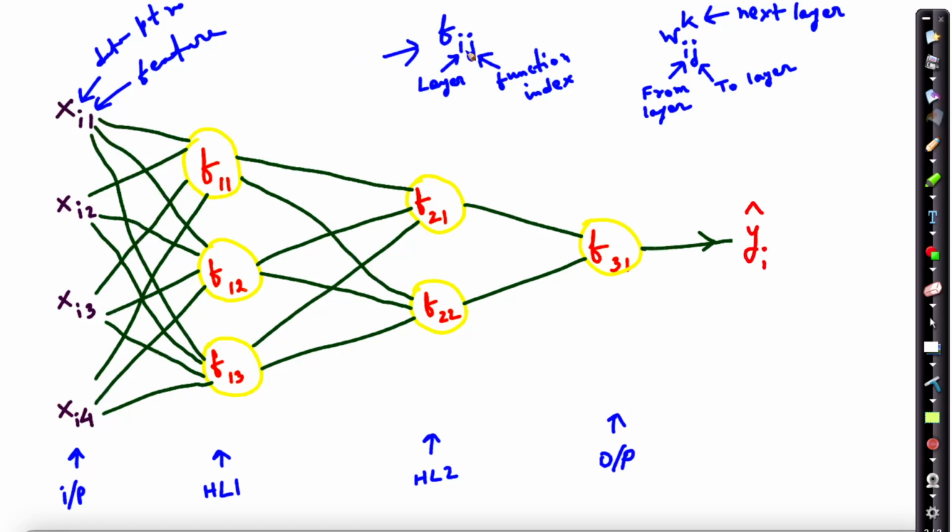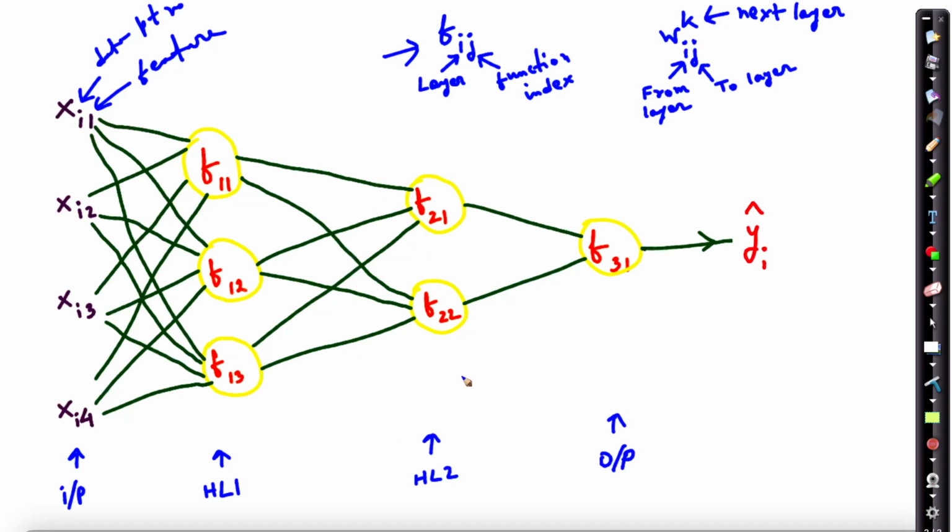This first i is the layer number. This is hidden layer number 1. The input layer is not a hidden layer, so don't get confused; the input layer is not layer 1. Layer 1 starts from here, hidden layer 1. So i is 1 here. For the 3 functions, it is 1 1, 1 2, 1 3. The second number is j, which is the function index. So function 1 is f11, function 2 is f12, function 3 is f13.